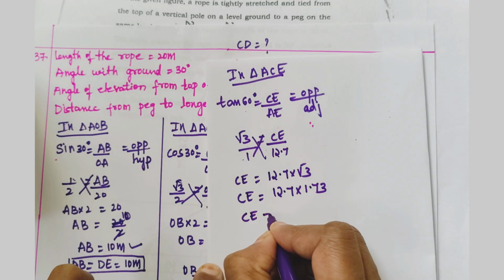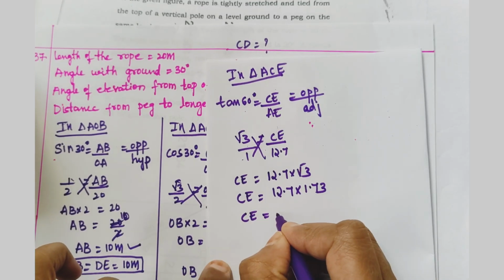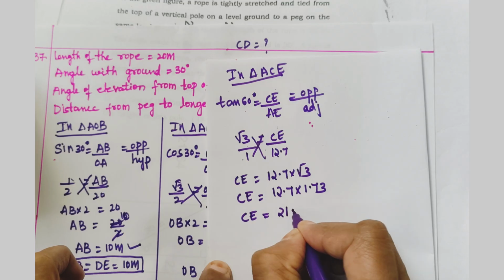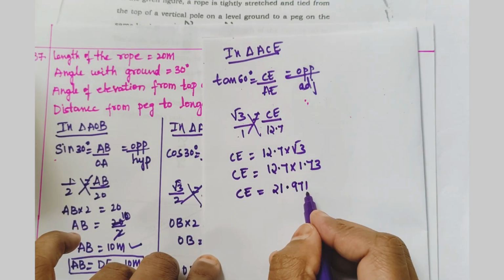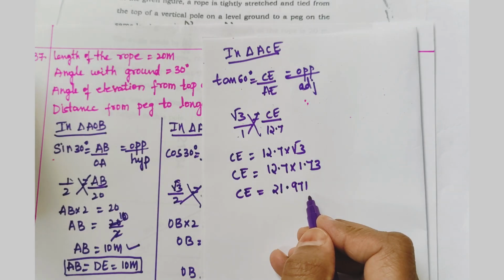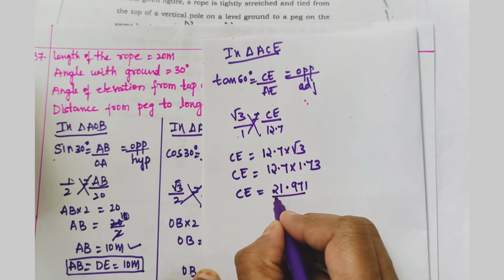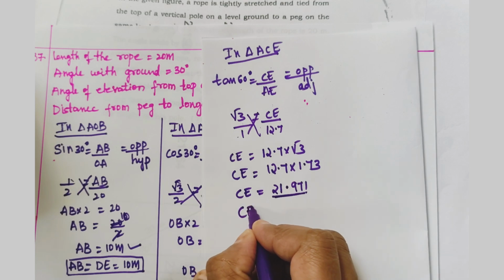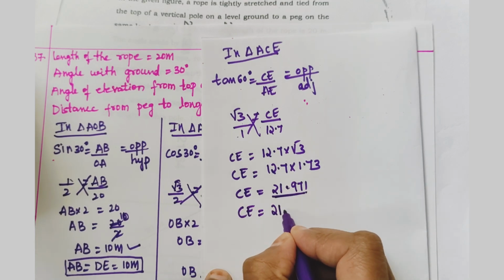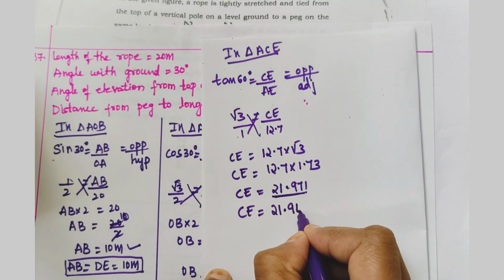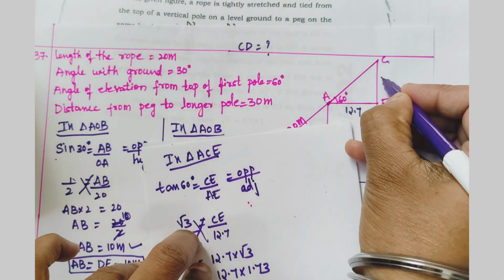So CE is equal to this multiplication. I already did the multiplication, and the answer is 21.971. We will take only 2 digits after the point, so we get 21.97.